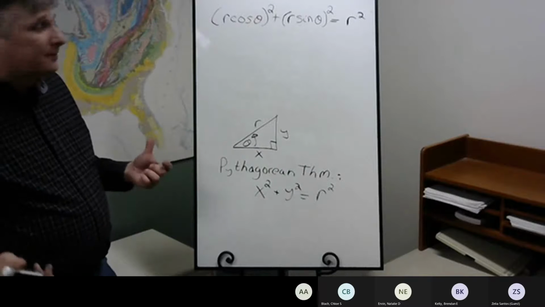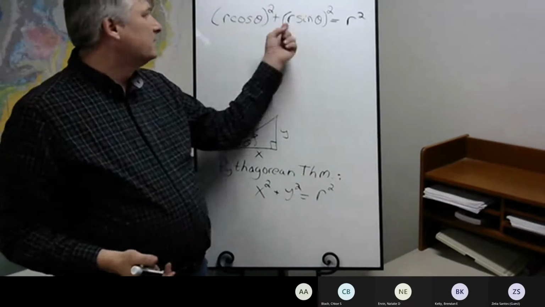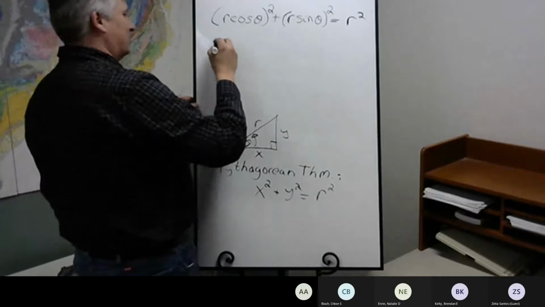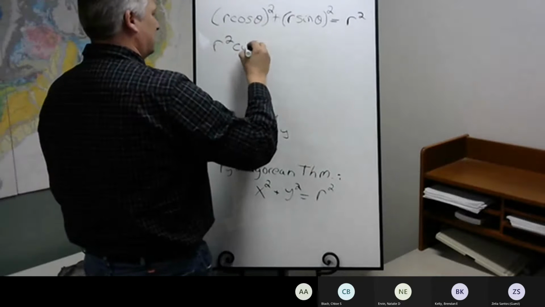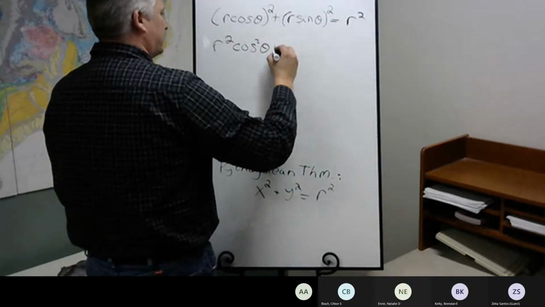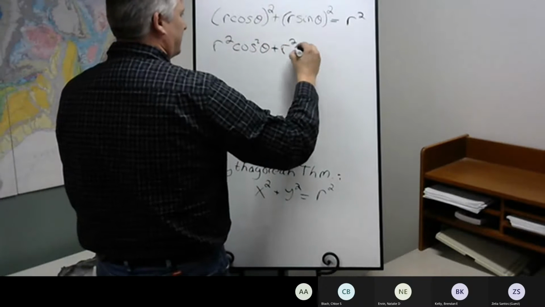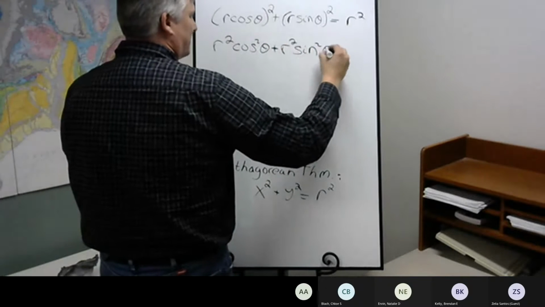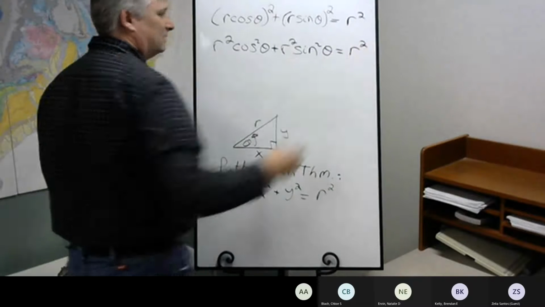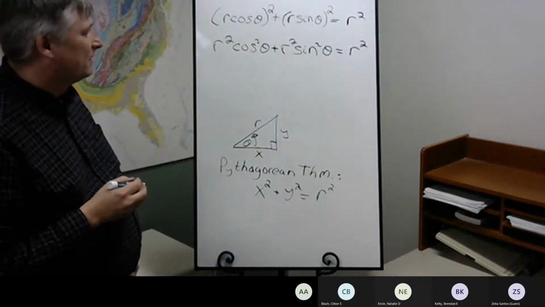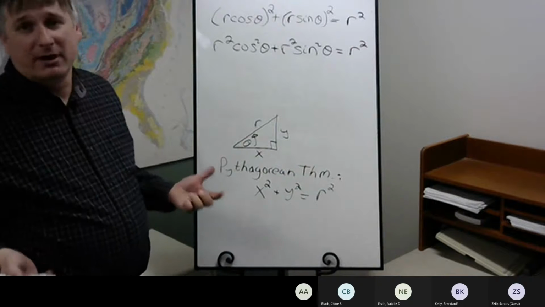Now, we're going to talk about this later today, but we're going to distribute these exponents. We get r squared cosine squared theta plus r squared sine squared theta is r squared. And then what we're going to do is factor out r squared.